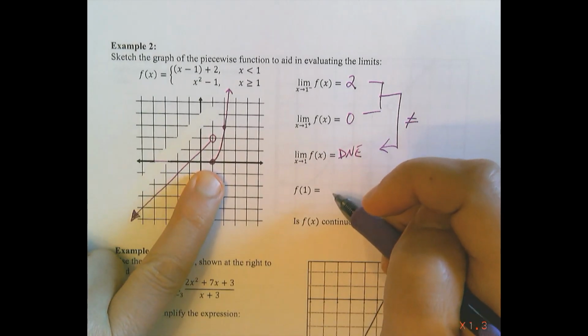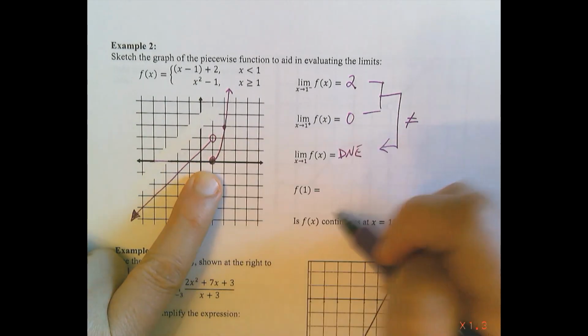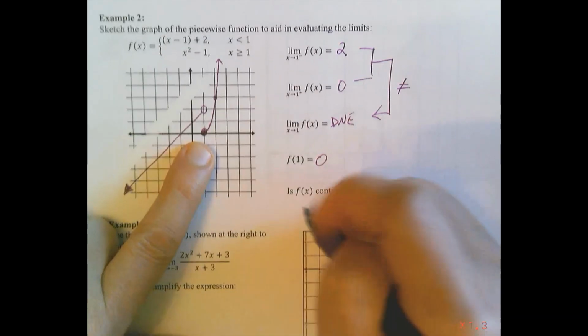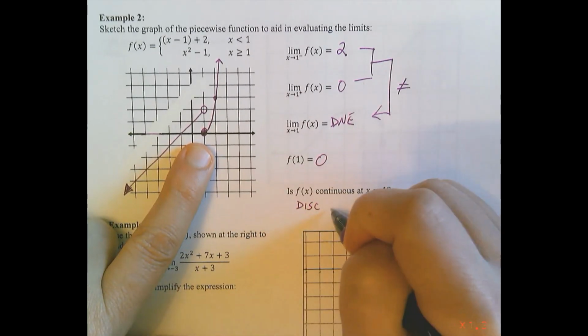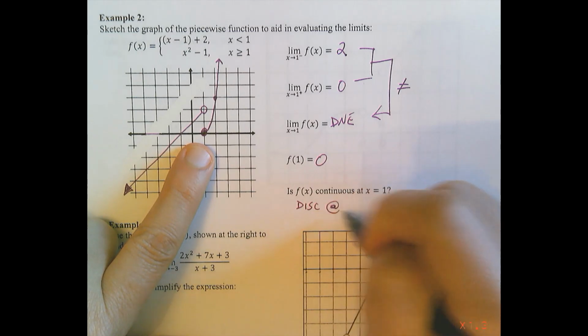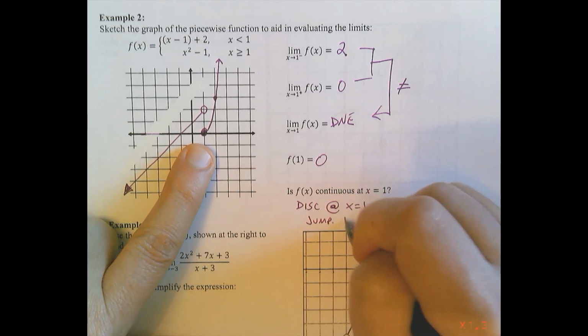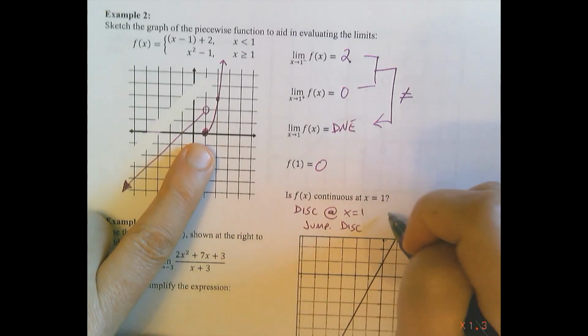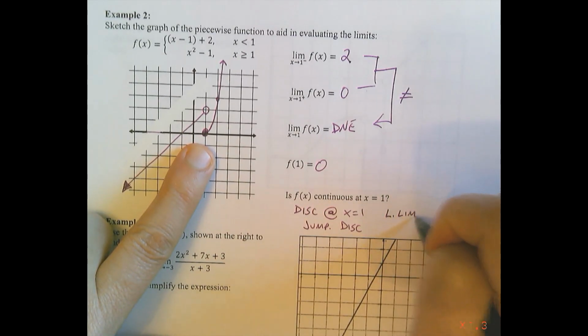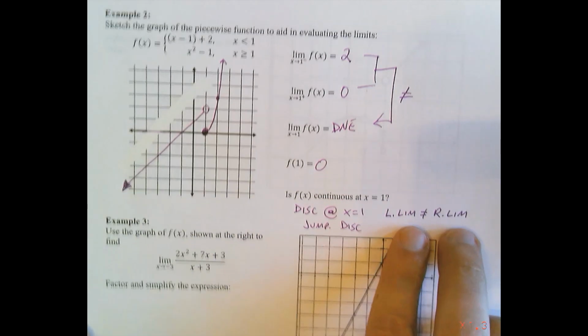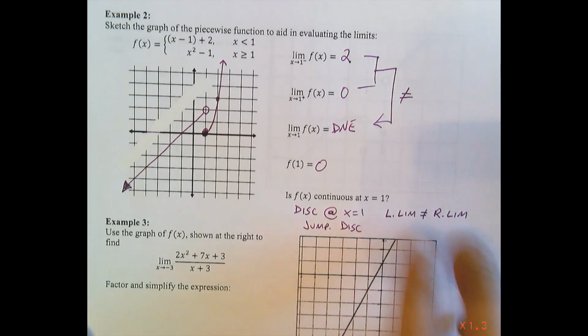F of 1 does exist. It's the closed circle here at 0. And because our four numbers disagree, the function is discontinuous at x equals 1. It's a jump discontinuity. We can see that visually, or we could notice that the left limit does not equal the right limit. Okay, so those are the ways we can identify a jump discontinuity.